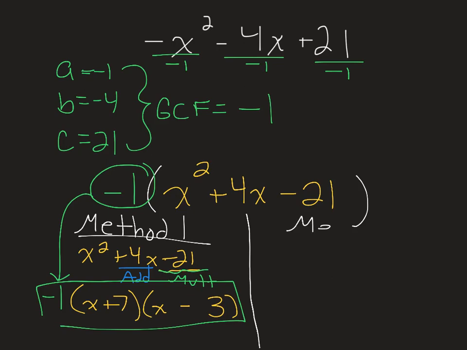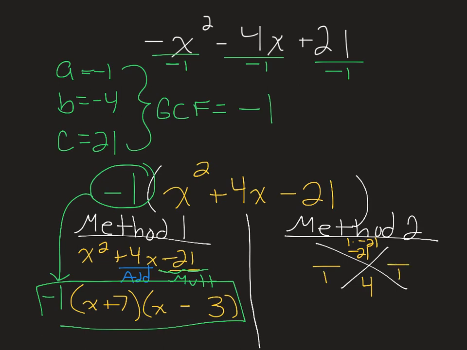Method number 2 is the x method. Again, the top part of that x is a times c, so 1 times negative 21 is negative 21. The bottom is your b, which is 4. The sides are always over a, which again, for all our purposes right now, is always going to be 1. We talked about how 7 times negative 3 gives us negative 21, and 7 plus negative 3 gives us 4.